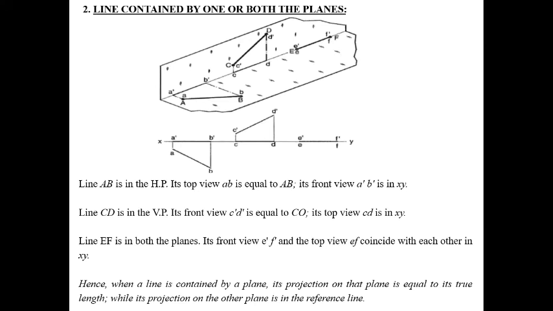Its projection on the other plane is in the reference line. Suppose it is in the HP, then its projection on the VP will be lower, and on the HP we get the true length. Similarly, if it is in the vertical plane, then we get its true length in the front view, on the vertical plane. Okay, clear. So this is about the line contained by one or both the planes.